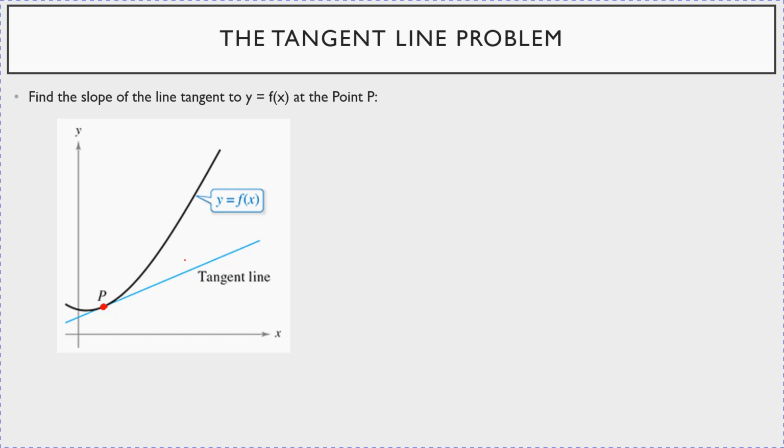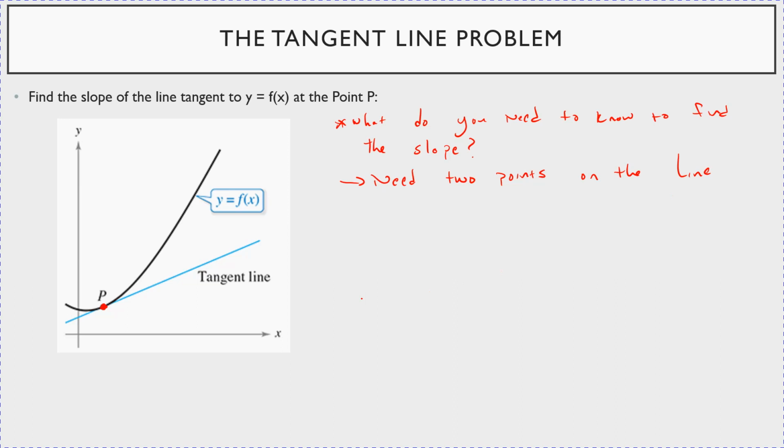Here's the problem. What do I need to know to find the slope? If you think about your slope equation, it's change in y over change in x. So what you need is two points on the line. But here's the problem: I'm only giving you one point on this line. I'm saying you've got to be tangent to the graph right here. So we know this point: this is the x, and here's the y value, so it's x comma y. But I don't give you any other point on the line.